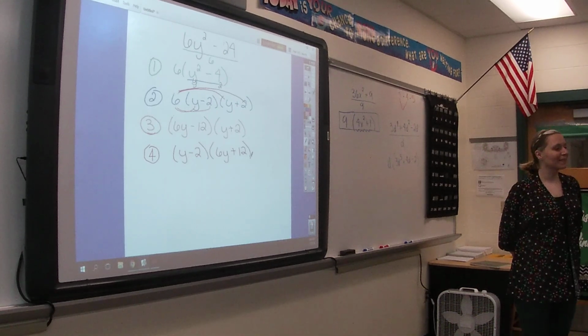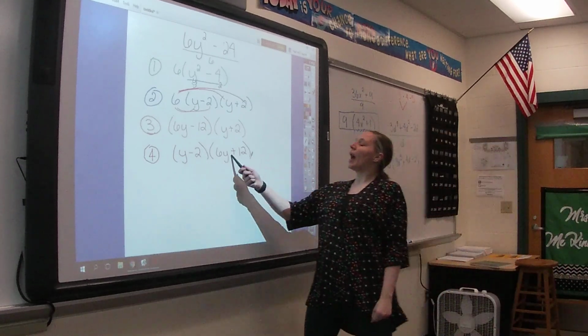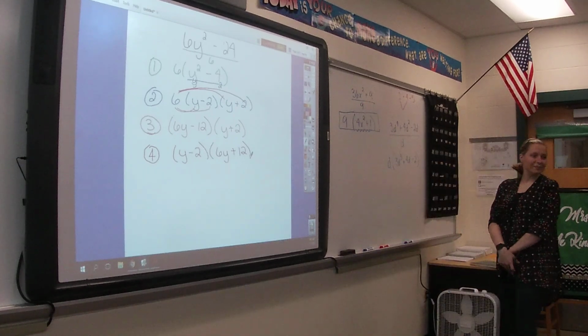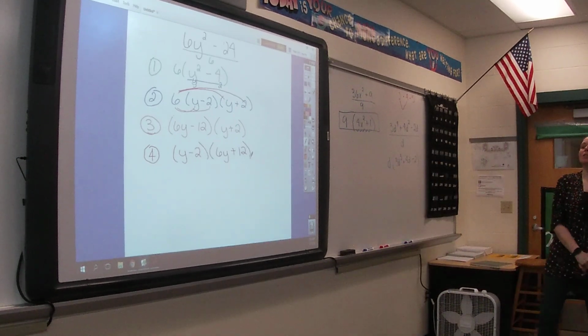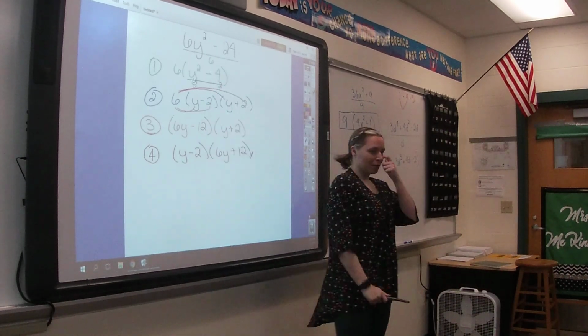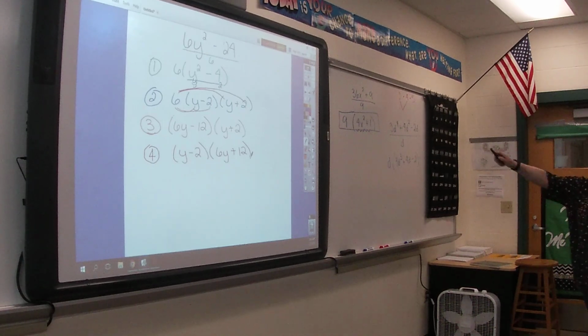Yes, Jack? The GCF of 6 and 12. If we do that, that will take us back up here. Yes, Emma? If we multiplied them both together, that would take us back up here. Yusuf? Can you distribute the y minus 2 into the 6y plus 12? If we do that, that will take us back up here.